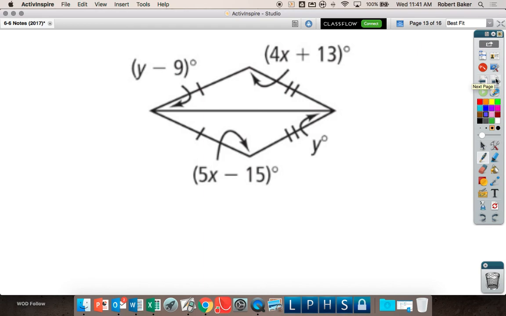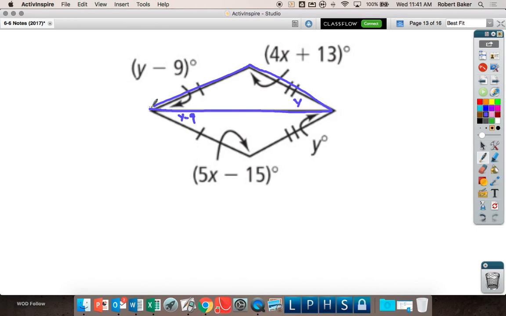Let's just talk about how to do this. There's only one way to start this problem. So you could put a y minus 9 right here. And you could put a y right here, but is there any way to use triangle math to solve? Because you get y minus 9 plus y plus 4x plus 13. You can't solve that. What is the only property of a kite you can use to actually start this process?